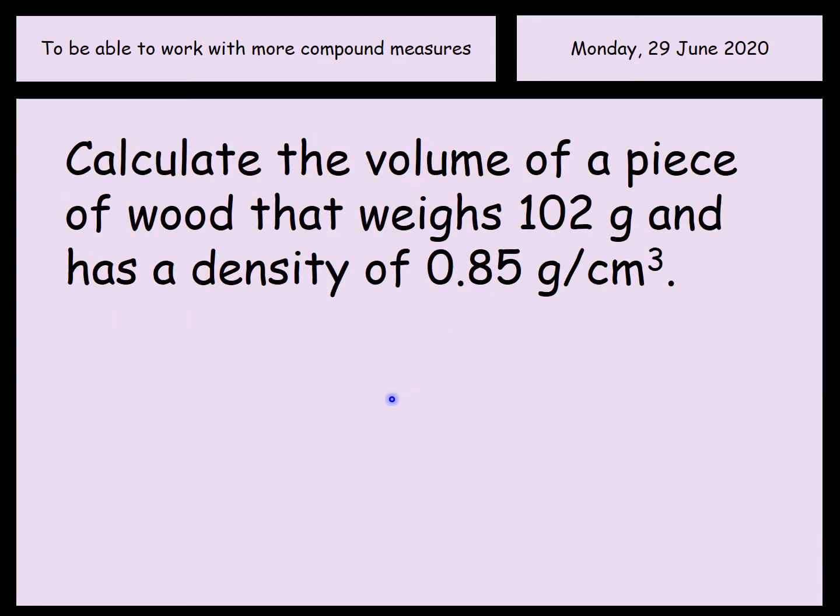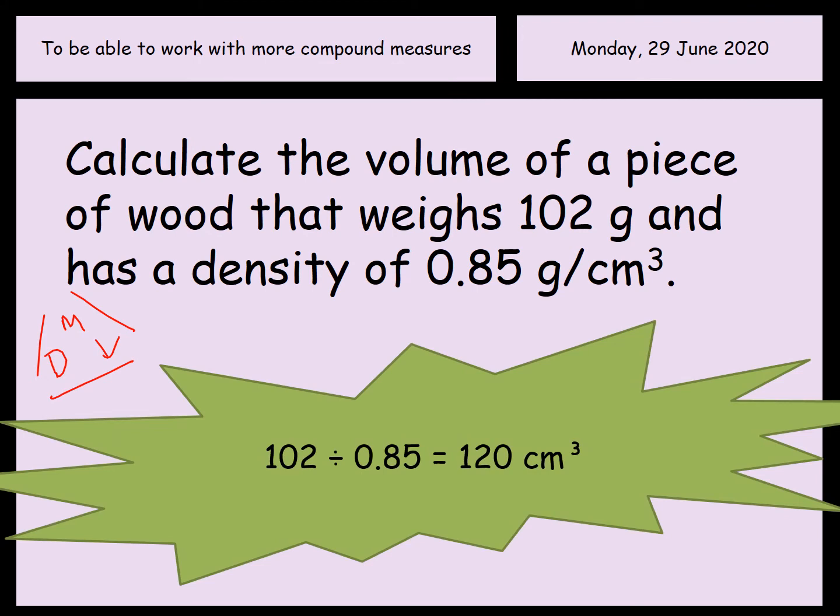Next question. Calculate the volume of a piece of wood that weighs 102 grams and has a density of 0.85 grams per centimeter cubed. Again, pause the video. If it helps each time, you can always draw out your density, mass, volume triangle so you can see what you're doing. And here's your answer. So we've got volume, calculate volume, so we're doing mass divided by density.